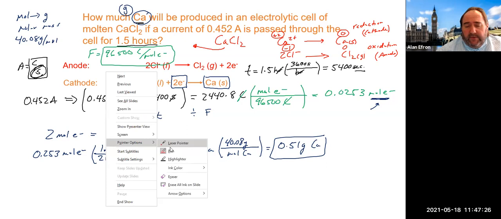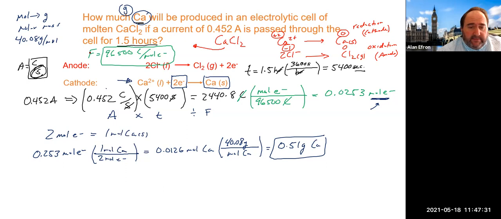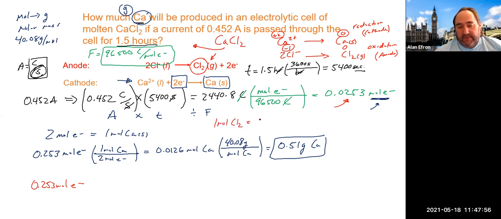Now, just to show you, in this particular case, it did not ask for chlorine gas, but we could have figured out how much chlorine gas we would produce as well. Basically, we would pick it up from this spot right here. We would pick it up from the 0.253 moles of electrons, but we would then go to chlorine's half reaction here. And from there, we see that for 1 mole of Cl2, you get 2 moles of electrons. So in this case, it will come out pretty much the same.